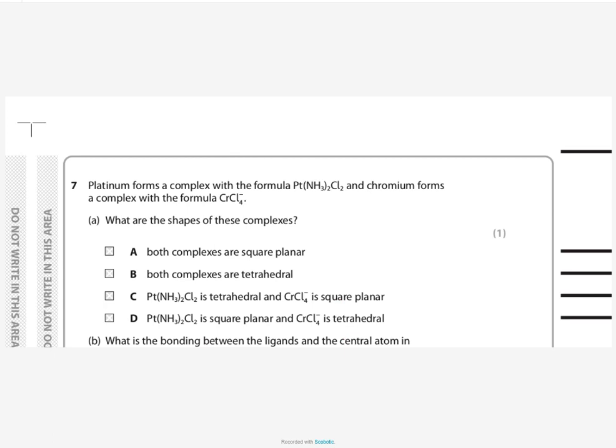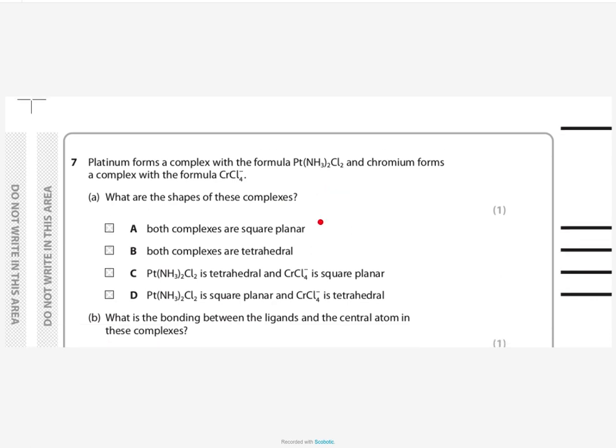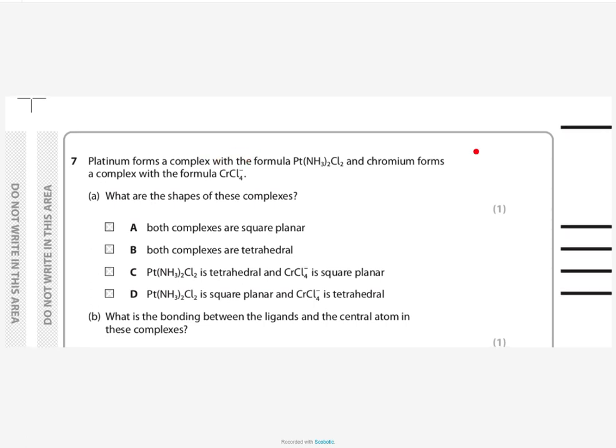Platinum forms a complex with the formula diamminedichloroplatinum, and chromium forms a complex with the formula tetrachlorochromate. What are the shapes of these complexes? We know cisplatin, transplatin, if you remember, is square planar. And the chromium tetrachlorochromate, if you remember, is tetrahedral. So square planar and tetrahedral.